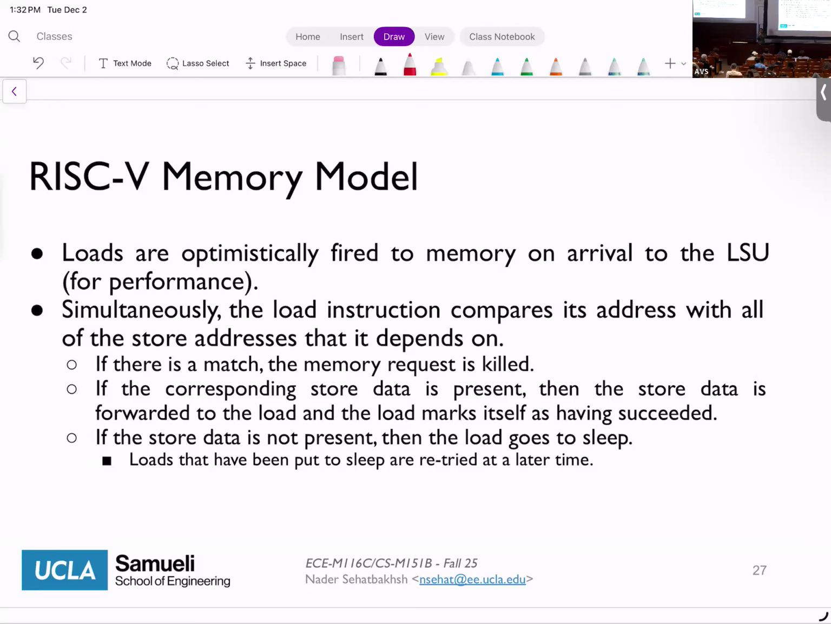So we actually do what we call store-to-load forwarding. Okay, so we provide the value that you want to store directly to the load so that the load can continue. Okay, and then again, if the store value is not present and it is in fact dependent, we kill the request and we let the load stay in the LSU. In other words, we let it sleep until the store value becomes available.